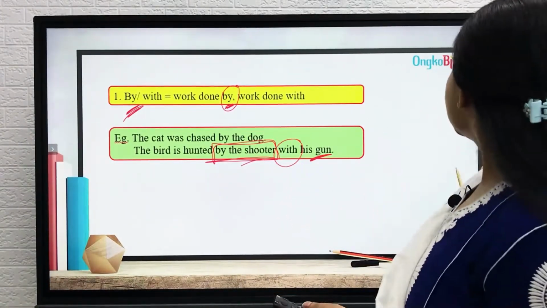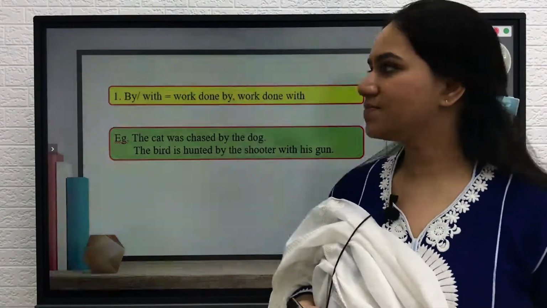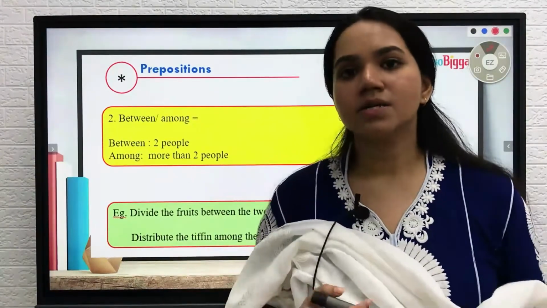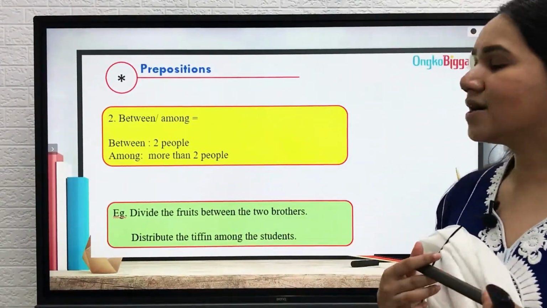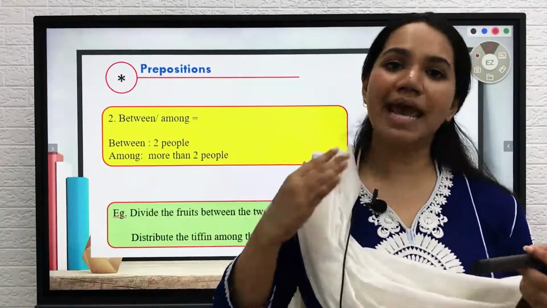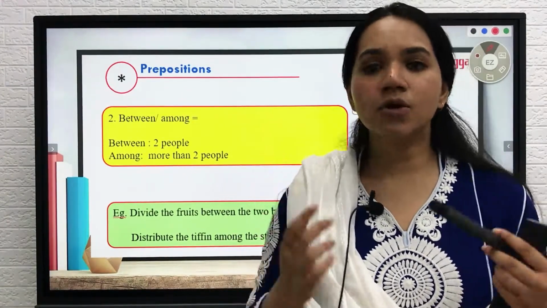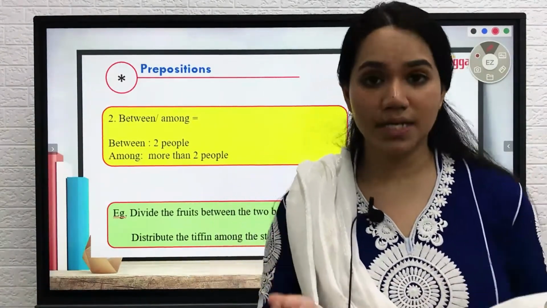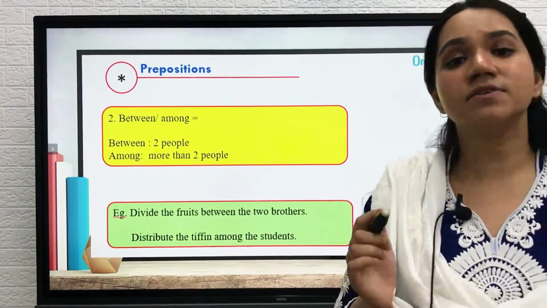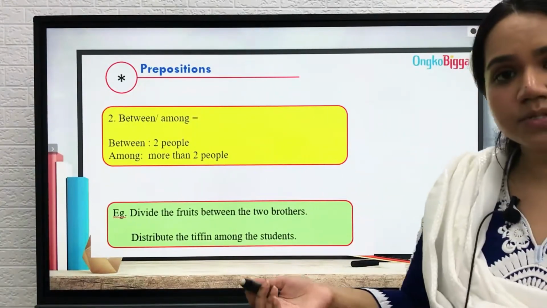Okay? Now that we are done with the first rule, let's move on to the next rule. This is between and among. So once again, we generally confuse this rule a lot because both between and among show relationships. Okay? So both of these words are used to show relationships. However, between and among have different uses. So let's look at the different uses.